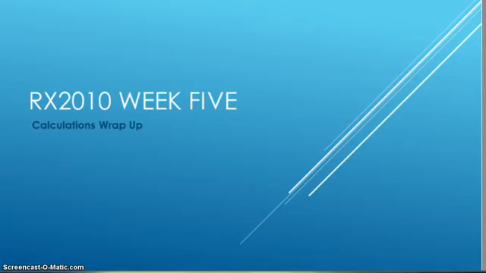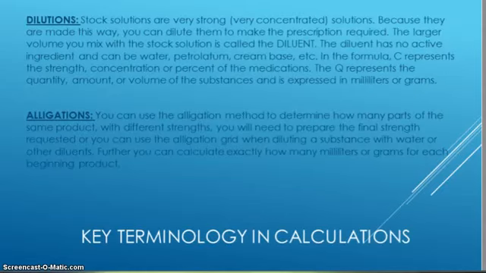So let's get started. First, we're going to talk one more time about dilutions and alligations. Dilutions and alligations are very similar, and we can use the grid to solve both types of problems. The big difference being a dilution is where you take one substance and you make it weaker by mixing it with a water or some other base. That water or some other base is going to be represented by the strength 0, so 0%.